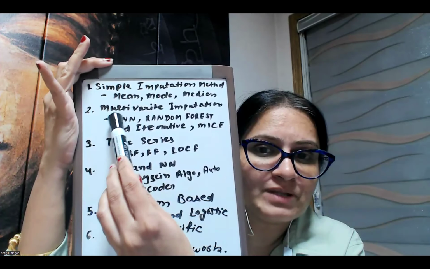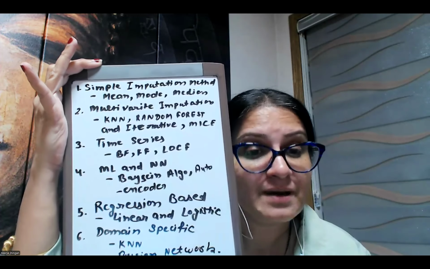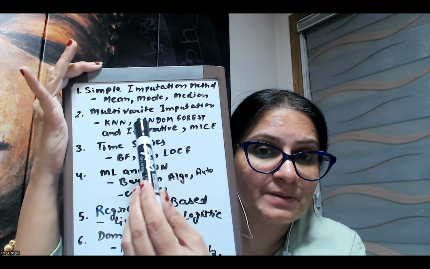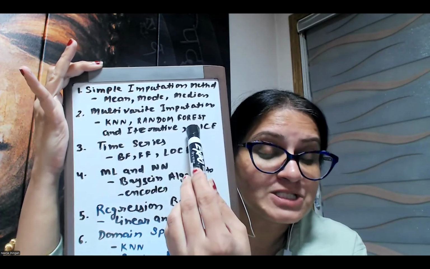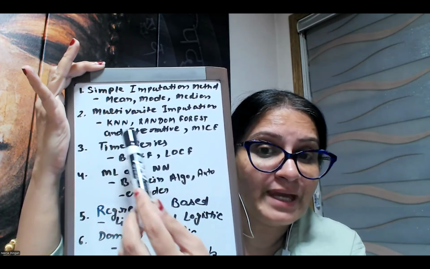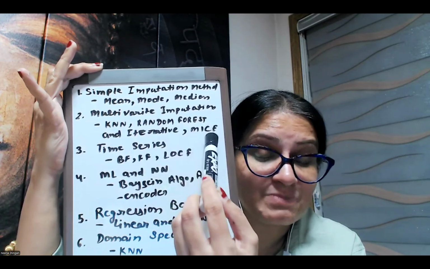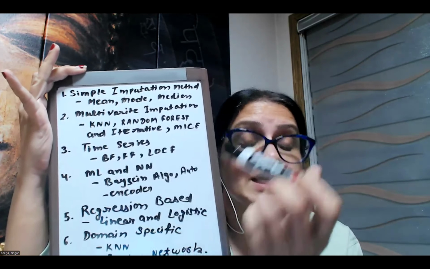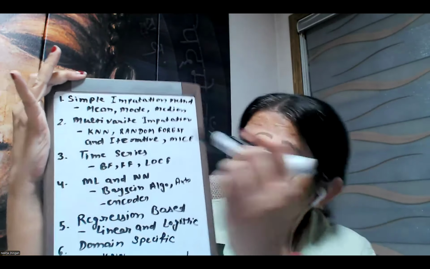And then you have the multivariate imputation method. So what methods come under this? Your KNN, k nearest neighbor. This is your random forest algorithm imputer. And then the iterative method and the MICE method. MICE means multivariate imputation by chained equations. Okay, this is very popular.